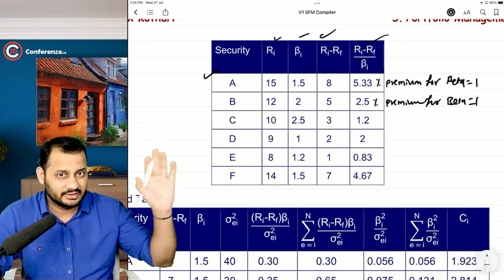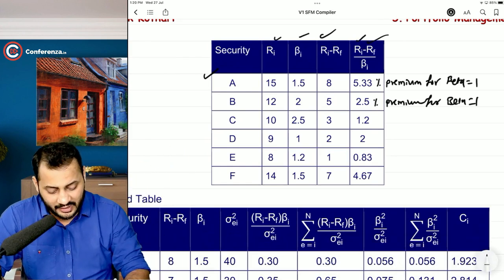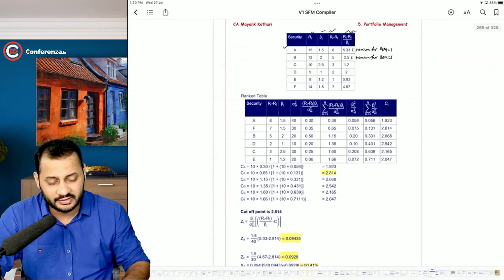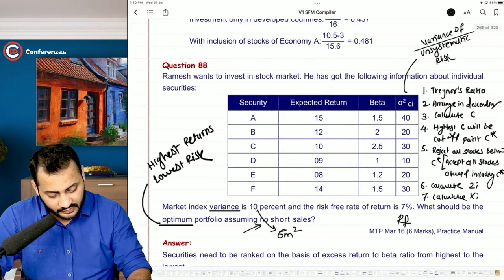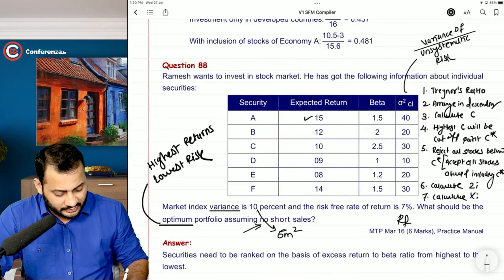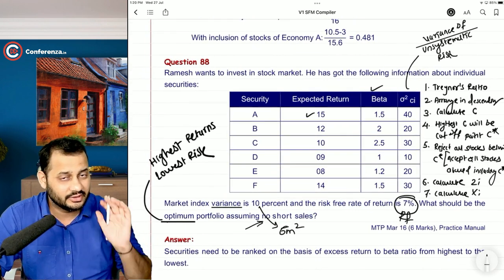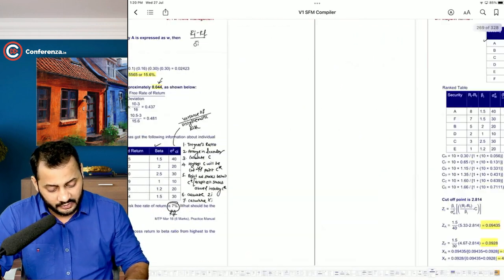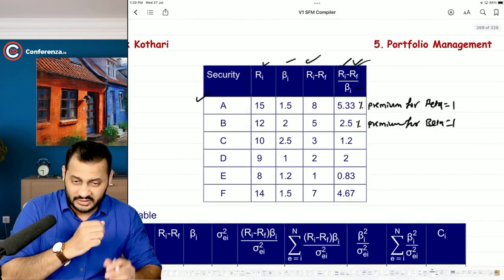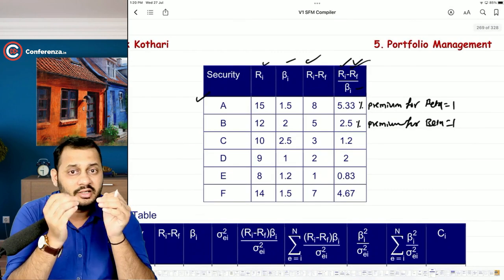Now this is the first step. Very easy. You have Ri, Rf and beta, all the figures in the question. The security's return is this, the risk-free rate of return is this, and the beta values are also given. So you can easily calculate the Treynor ratio. Now, let me just arrange this in descending order.